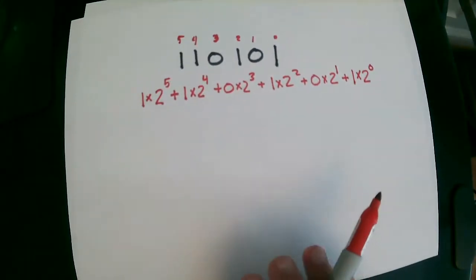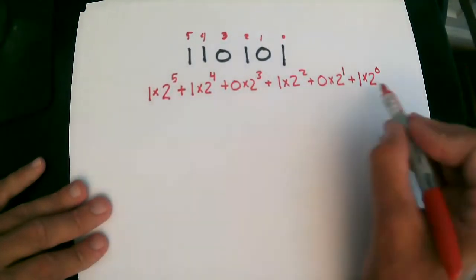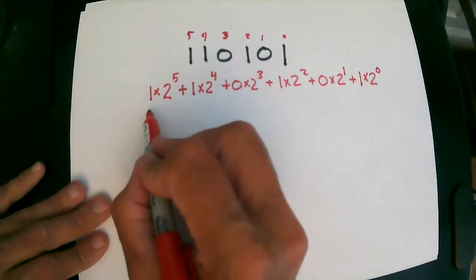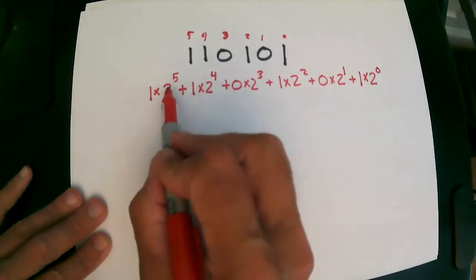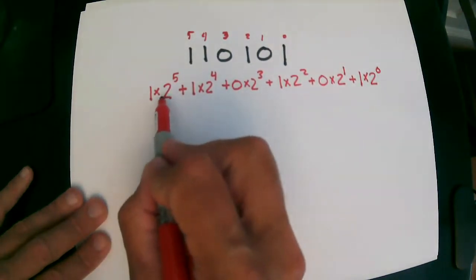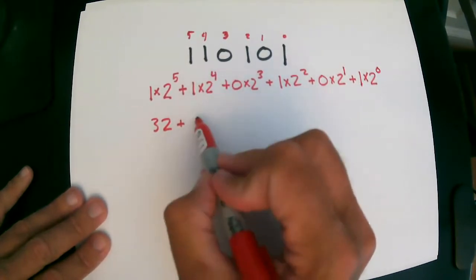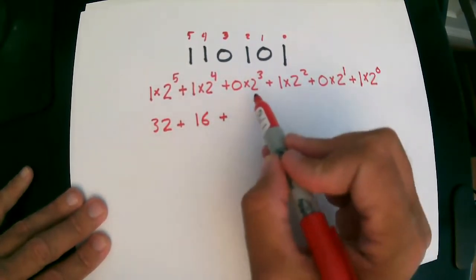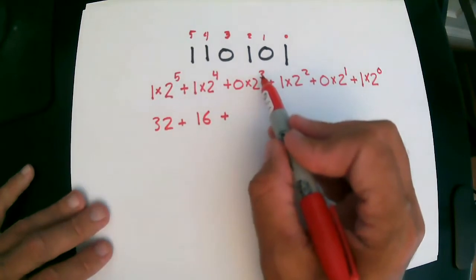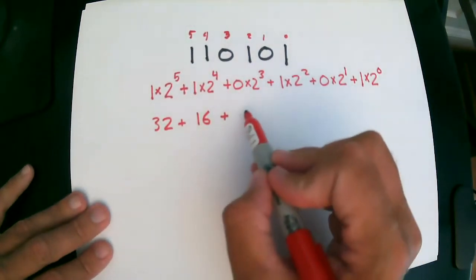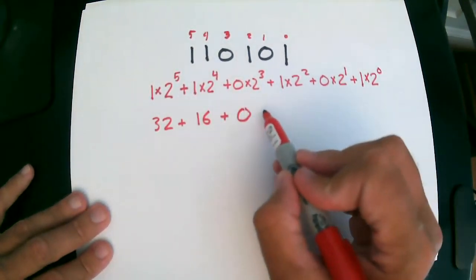So now I can just simplify this expression. I've got 2 to the 5th, which is 32, times 1, still 32. 2 to the 4th is 16, times 1 is 16. 2 to the 3rd is 8, but times 0, so it's 0.